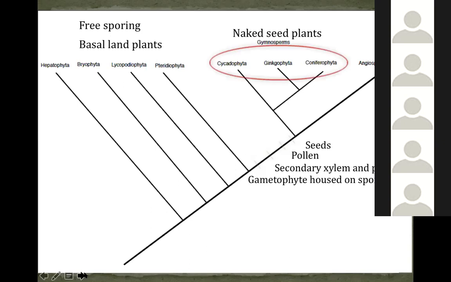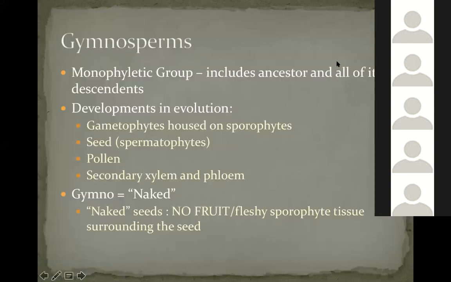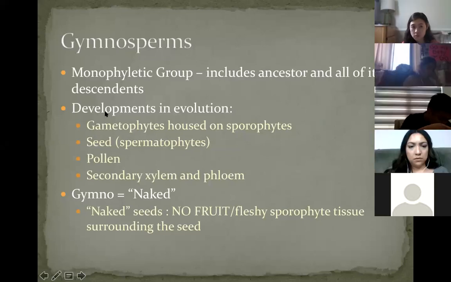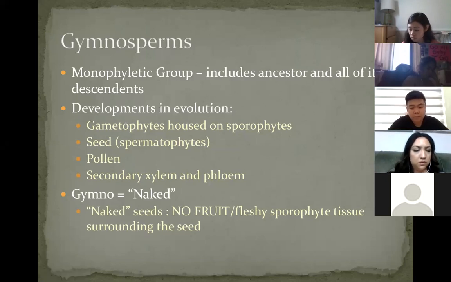Okay, and then moving on. So like I said, we're mainly focusing on the gymnosperms today, specifically the 3 extant phyla, which are Cycadophyta, Ginkgophyta, and the Coniferophyta. So gymnosperms are a monophyletic group, meaning that it includes its ancestor and all of its descendants. These are the 4 characteristics that I just talked about, the developments in evolution that essentially allowed gymnosperms to become successful and outcompete the basal land plants.